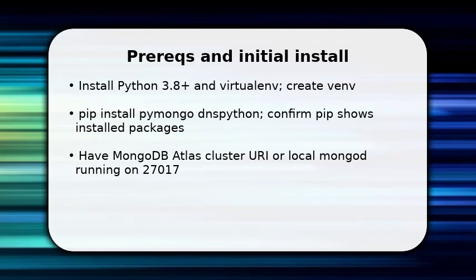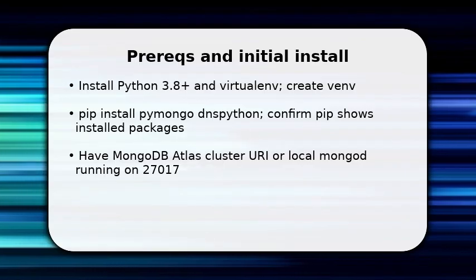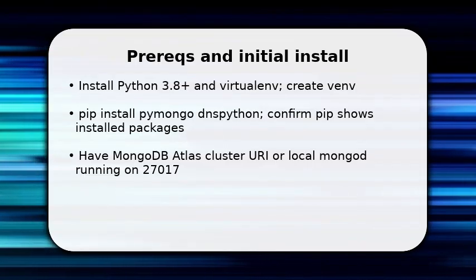You start by preparing an isolated environment and installing the driver. Create and activate a venv, then run pip install PyMongo dnspython so DNS seedlists work with Atlas. Once done, verify Python sees PyMongo by importing it in the REPL. If you use Atlas, copy the connection URI that contains username, password, and default auth source.